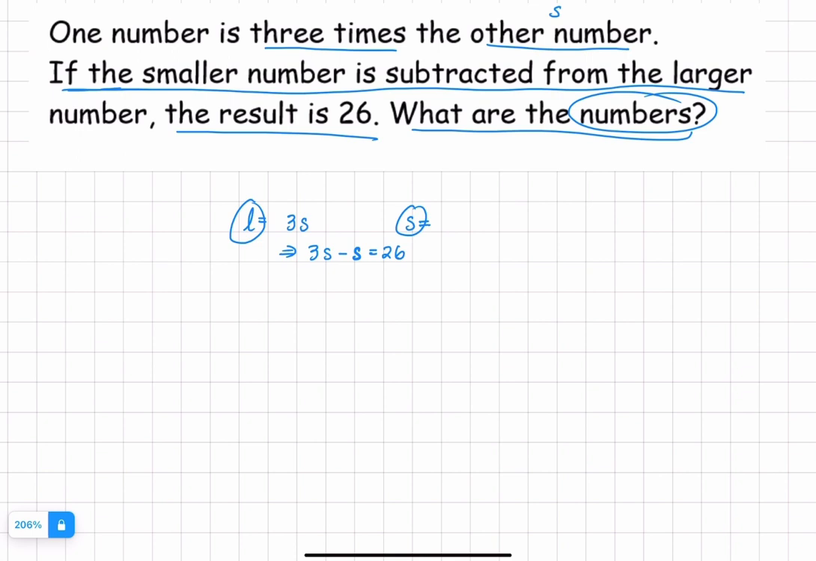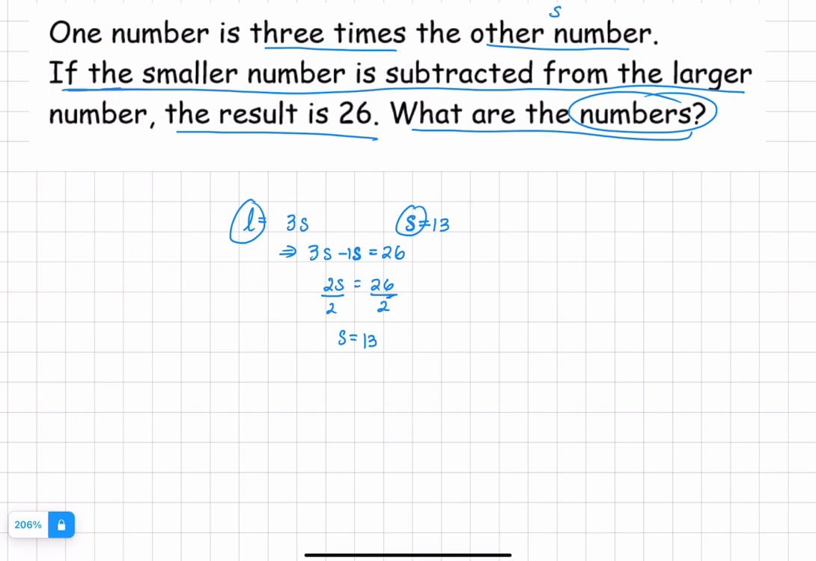Okay, so we can combine like terms. So 3s minus s, so 3 minus 1 is 2. So 2s equals 26. Divide 2 on both sides. And this would give us s equals 13. So we're not done yet. We know that s equals 13, so the smaller number equals 13.